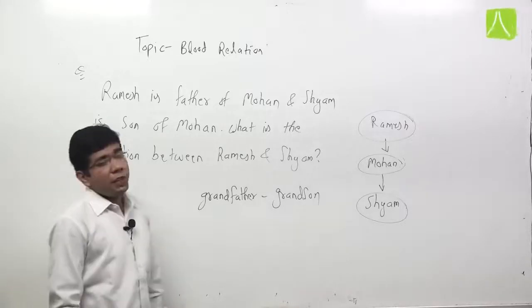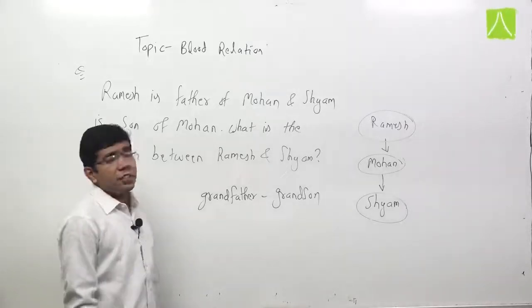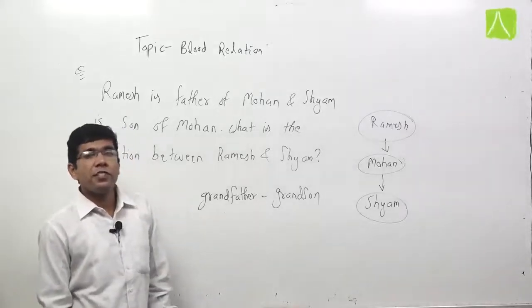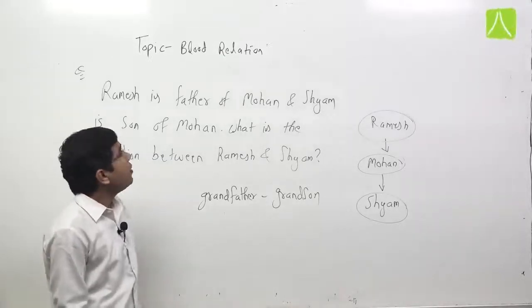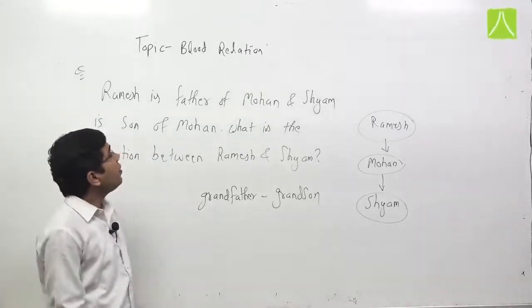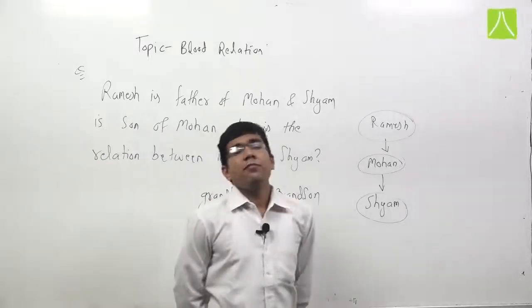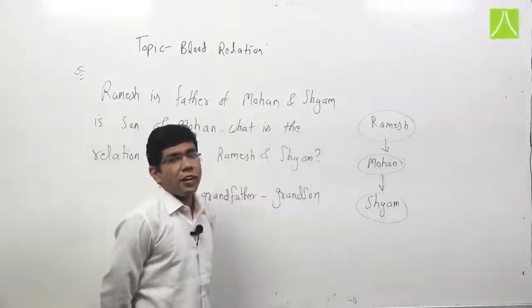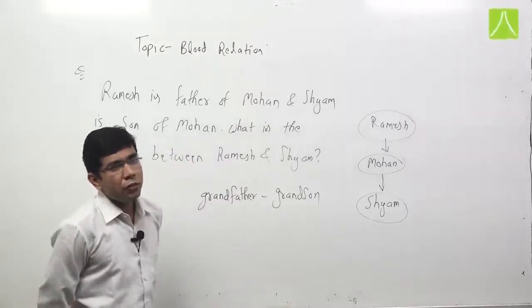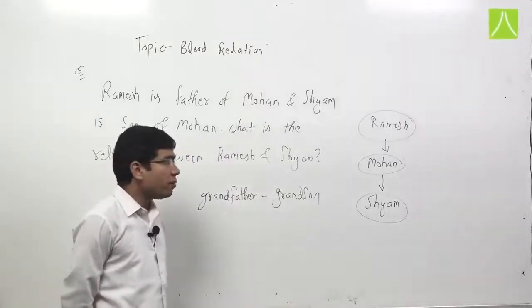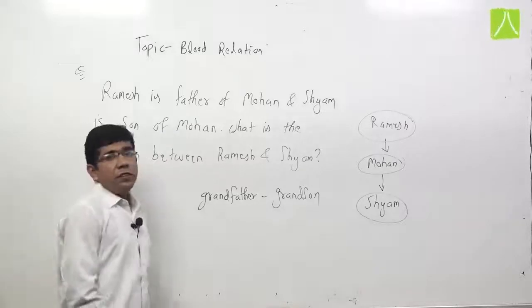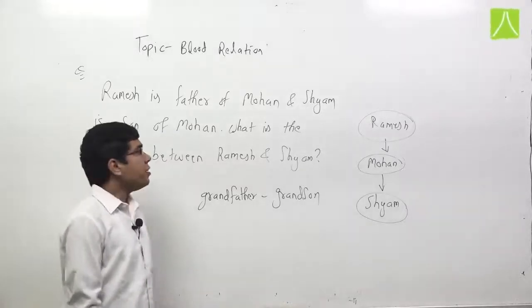So this is the topic blood relation, in which we discussed three types of questions. First, direct relation, second, family based tree, and third is the coded blood relation. This topic is very important from the point of view of the exam. Regularly 1 to 2 questions are asked in the exam. So according to this, we can easily handle this topic.